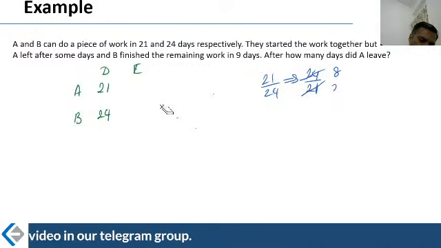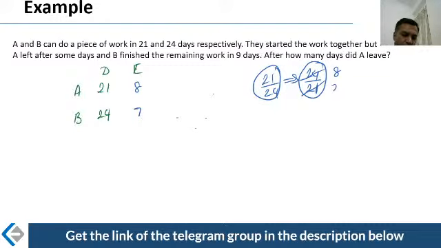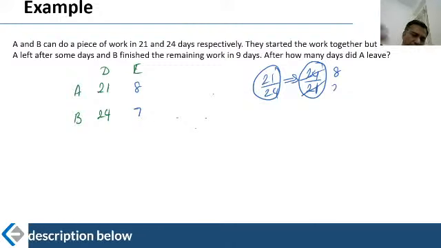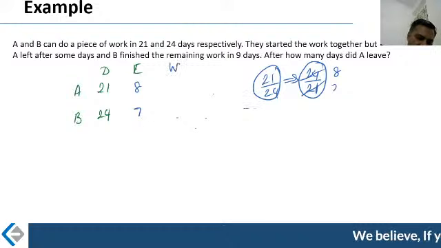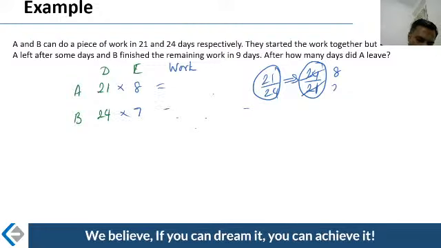Okay. Therefore you can write this as inverse already, 8 and 7. I hope all of you got what this 8 and 7 is. Days and efficiency are inversely proportional. If the days are in the ratio 21 by 24, efficiency will be in the inverse ratio, that is 24 by 21. Therefore it becomes 8 and 7. Therefore you get your work also. So 21 into 8 or 24 into 7, which is 168.